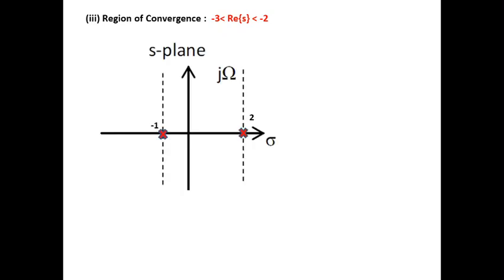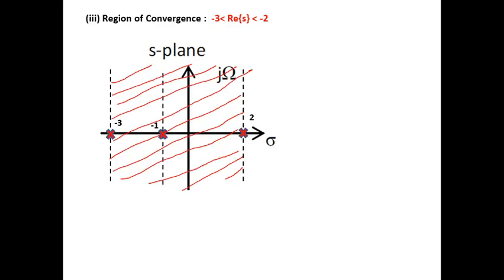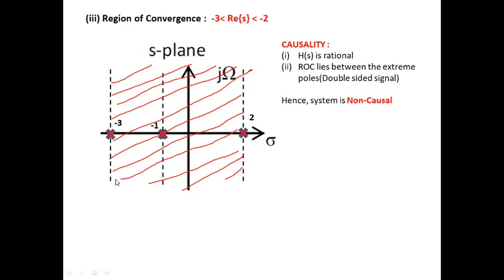Let us take the third region of convergence, greater than minus 3 and lesser than 2. Analyzing the causality, it is neither to the right of the rightmost pole nor to the left of the leftmost pole. Hence this system is said to be a non-causal system. The ROC includes the j omega axis, and hence the system is said to be stable. So these are the methods by which you determine causality and stability from the region of convergence. Thank you.